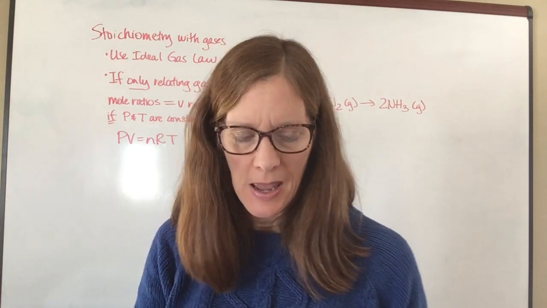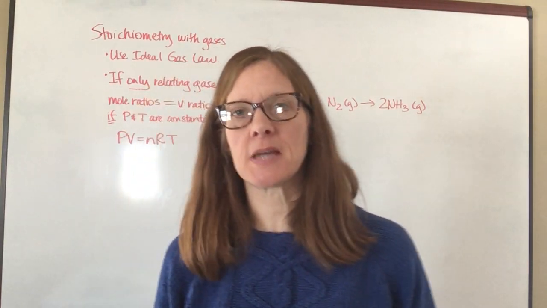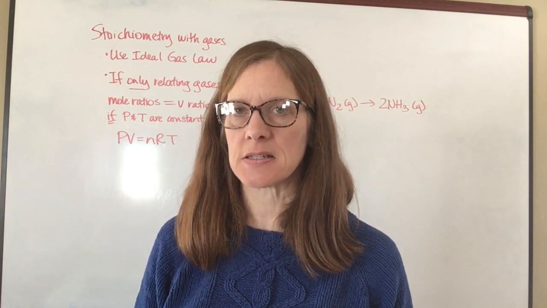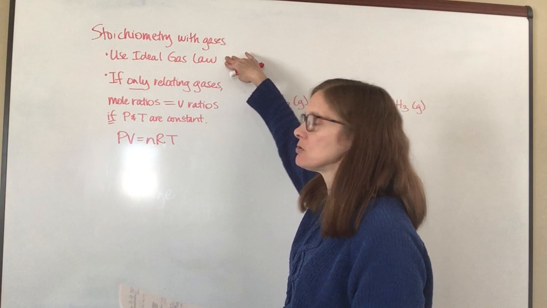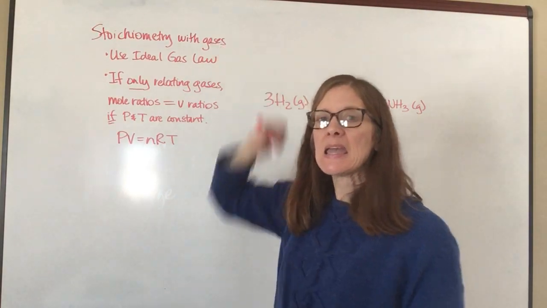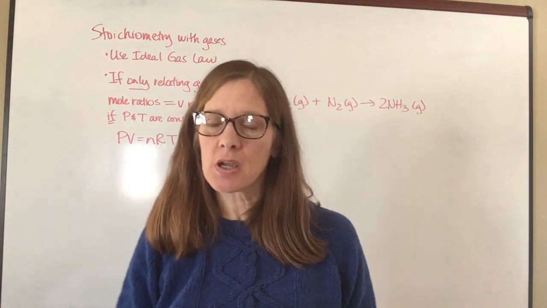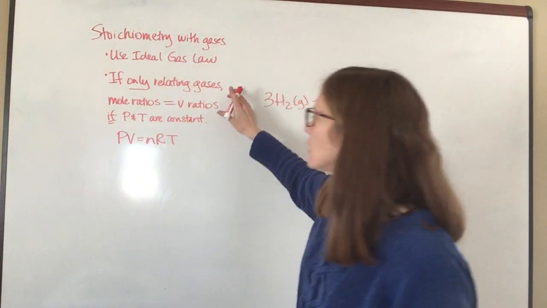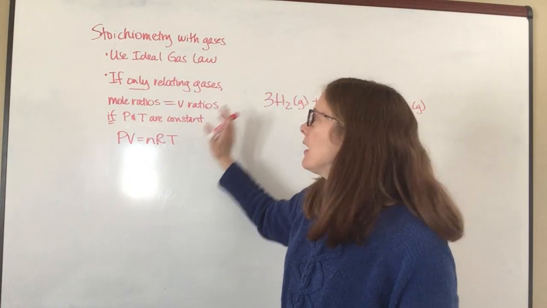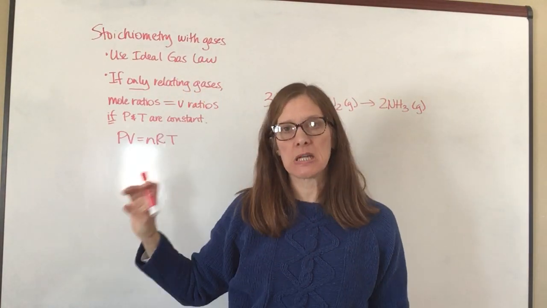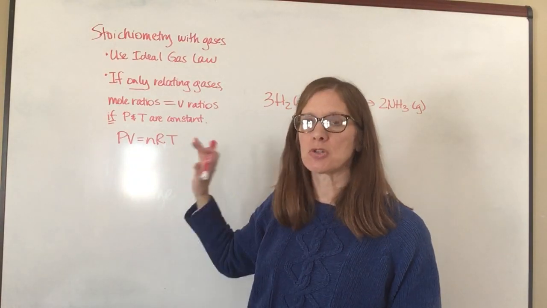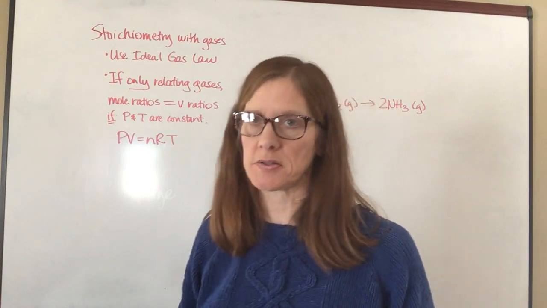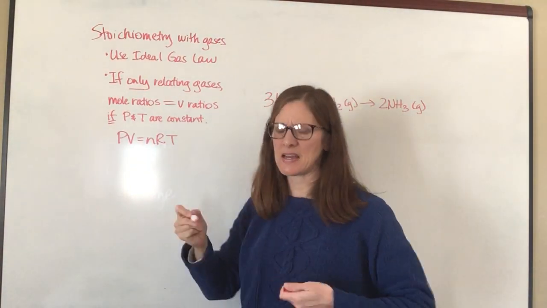Stoichiometry, you got it. And stoichiometry can be done with reactions with gases one of two different ways. One is that you're going to use the ideal gas law if you have a very specific condition where you are only relating gases. Then the mole ratios that you see in a balanced equation are going to be equivalent to the volume ratios, assuming that your pressure and temperature are constant. Okay, let me show you why that's the case.